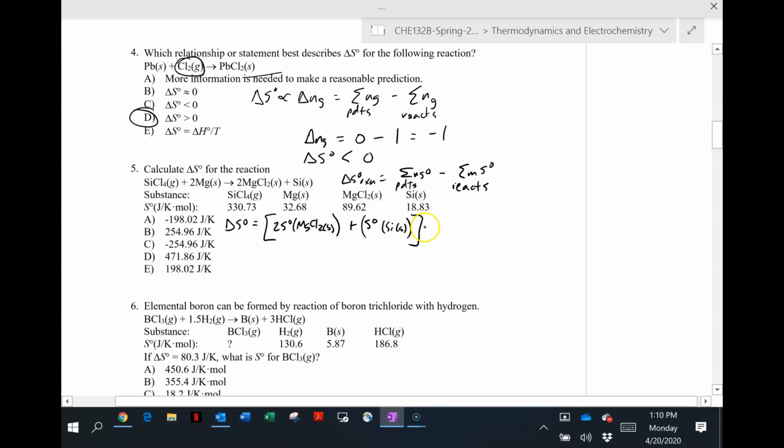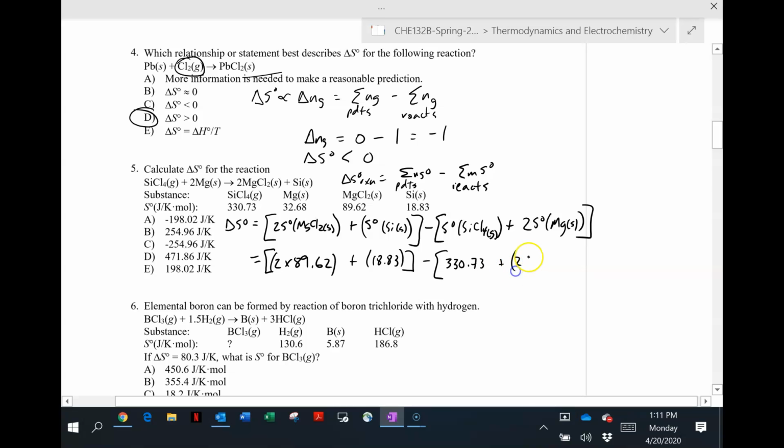And that's the products, and then we're going to have the standard molar entropy of silicon chloride, times 1, that's in the gas phase, and then 2 times the standard molar entropy of magnesium solid. So we take our values here and put them where we need. So magnesium chloride, that's 2 times 89.62. And then silicon is 18.83. And silicon tetrachloride is 330.73. And then we have 2 times 32.68 for solid magnesium. And these are all in joules per Kelvin times mole. Notice that it's joules, not kilojoules here.